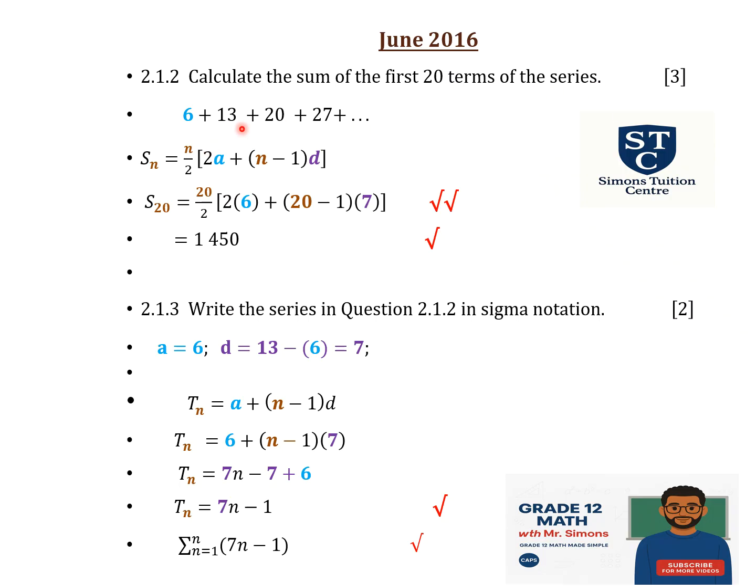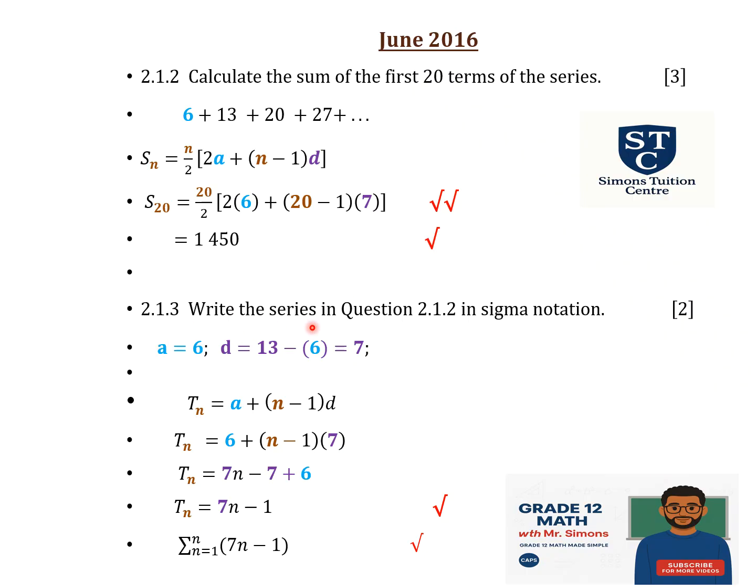So they gave me 6, 13, 20, 27. So a is 6, d is 13 minus 6, which gives me 7, and we want 20 terms, so n is 20. In the place of n, 20. 20 minus 1, 19. 19 times 7 plus 12 times 10 would give me 1,450. Right? 2 marks for correct substitution, 1 for n, 1 for a and d, and 1 for my correct answer.